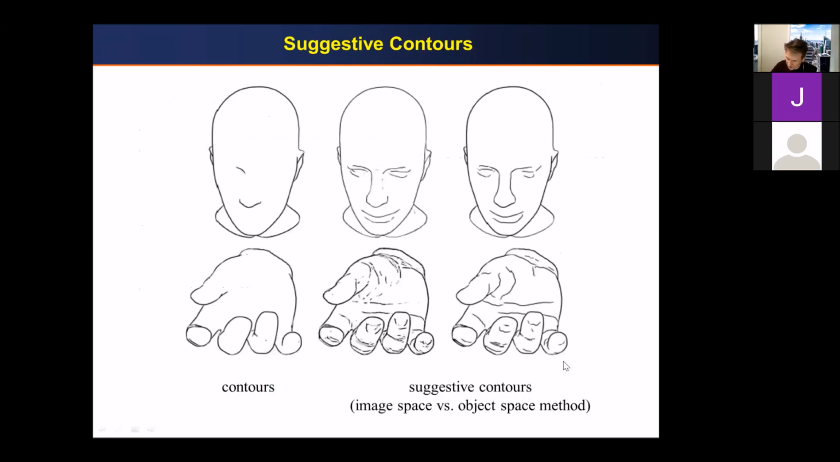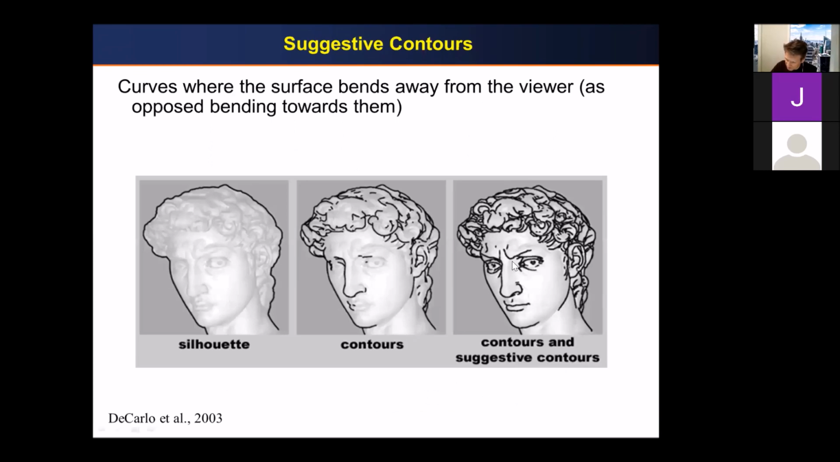And then you get pictures like this, right? This is basically this local minimum, where it goes in and out again. That's where a suggestive contour would arise. Here also. So you get all of the wrinkles of a forehead, and you can also get these wrinkles at the eye, right?